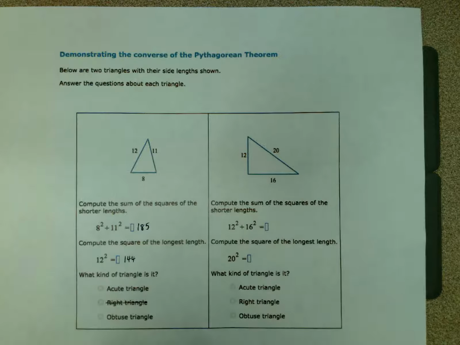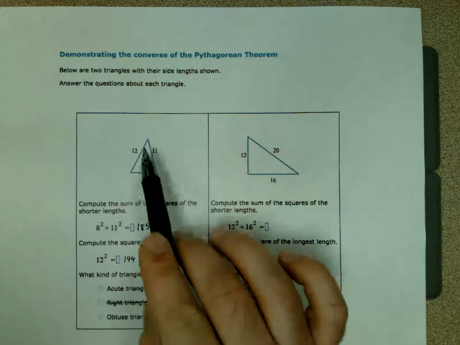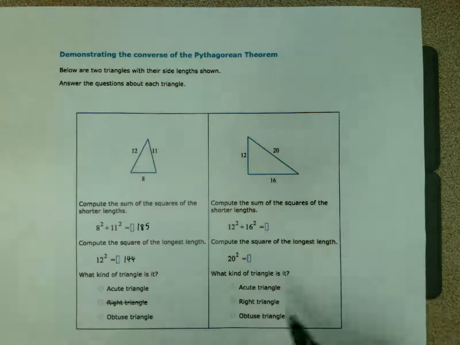So be careful here, because if you say, well, it looks like an acute triangle, or, oh, this one looks like a right triangle, remember, you cannot trust the pictures. So we have to go off our numbers themselves and see how that works.